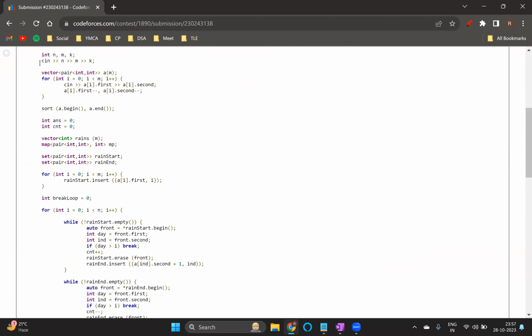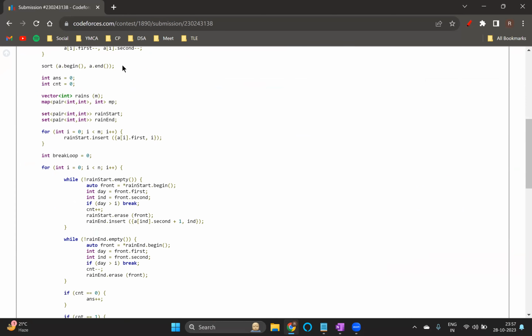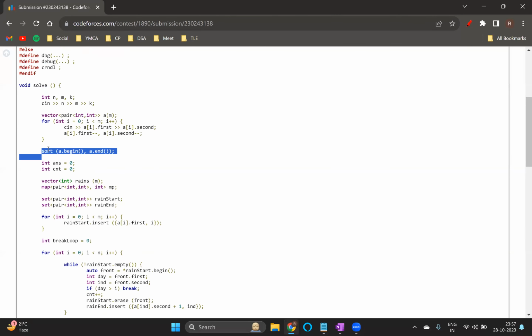So first of all, we took all the inputs for all the days. After that, I just sorted all the days, because in whichever order I have been given the rain, like the cities on which the rain will happen on every day, it doesn't really matter. What matters is on which cities the rain will happen on a particular day.